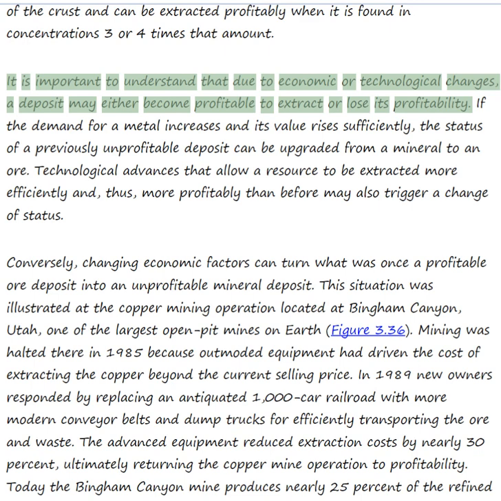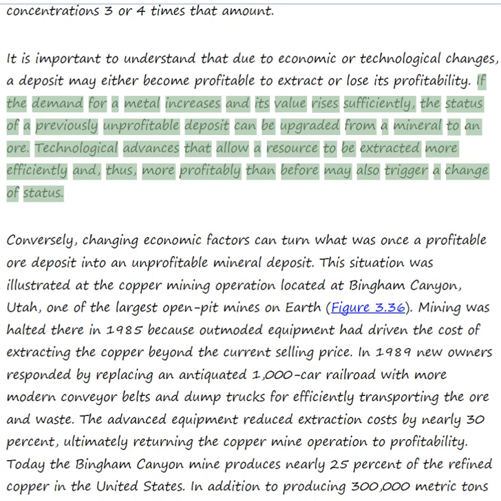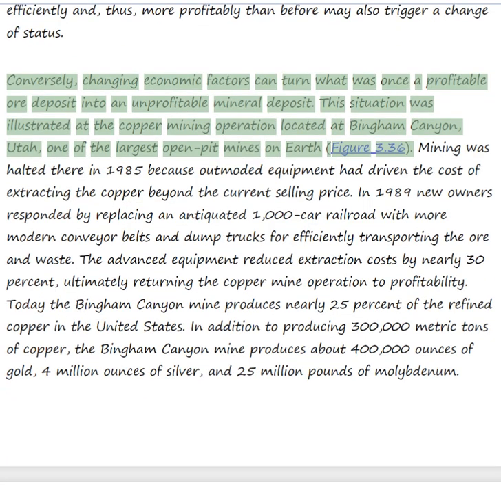It is important to understand that due to economic or technological changes, a deposit may either become profitable to extract or lose its profitability. If the demand for a metal increases and its value rises sufficiently, the status of a previously unprofitable deposit can be upgraded from a mineral to an ore. Technological advances that allow a resource to be extracted more efficiently and, thus, more profitably than before may also trigger a change of status. Conversely, changing economic factors can turn what was once a profitable ore deposit into an unprofitable mineral deposit.